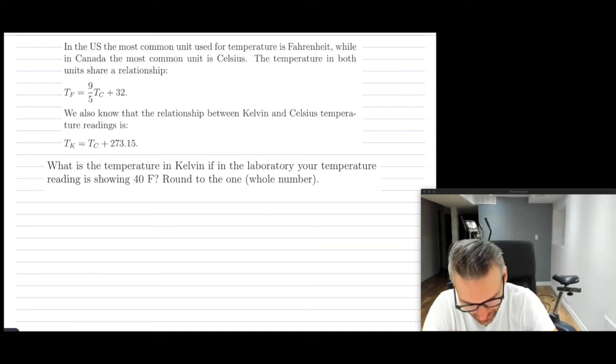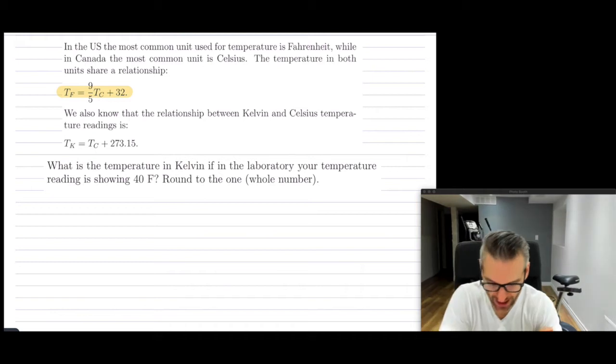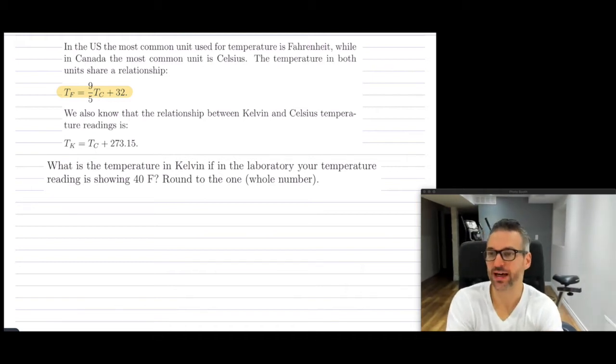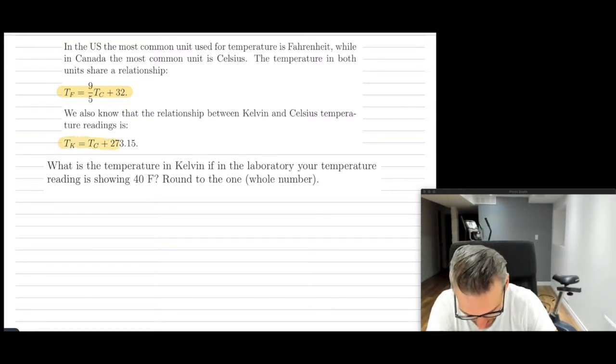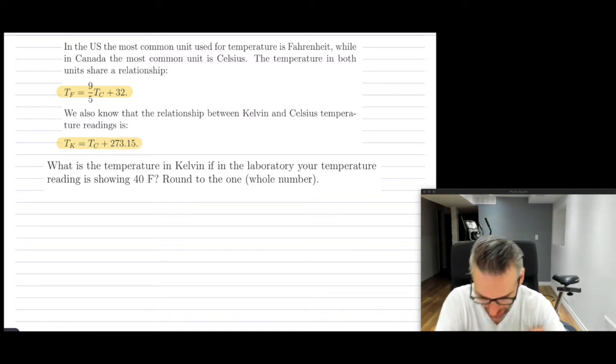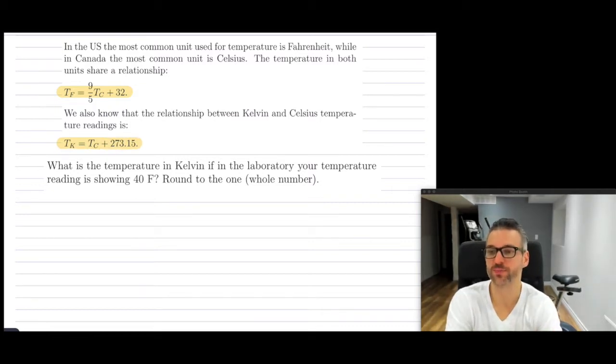So we have one formula here, and that relationship is T_F. That's the temperature in Fahrenheit. T_C would be the temperature in degrees Celsius. Now we also know the relationship between Kelvin and Celsius, so here is that relationship, and notice the subscript there, K for Kelvin and C for Celsius.